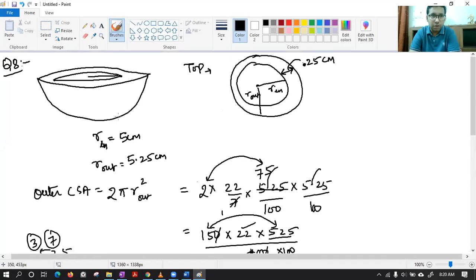Now I hope this question is clear to everyone. Is this the correct answer? 13.4. It is a fine correct answer. Now let us see the next question, the last one.